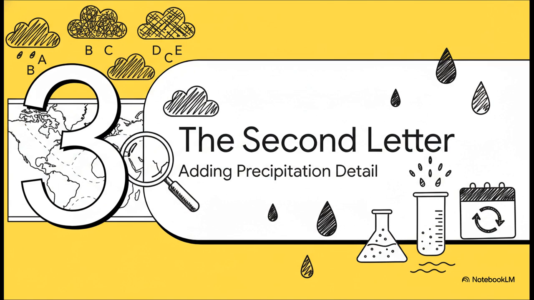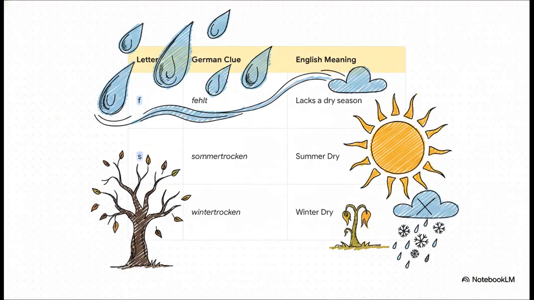But Köppen, of course, wanted more detail. So let's move on to the second letter and see how this builds a more specific picture, usually telling us about the pattern of precipitation. For the A, C, and D climates, we add a lowercase letter. And here's a really cool trick to remember them because they come from German words. F comes from the word fehlt, which means lacks, so it lacks a dry season. It rains all year. S comes from sommertrocken, which literally means summer dry. And W comes from wintertrocken, meaning, you guessed it, winter dry. A super handy way to remember the pattern of rainfall.